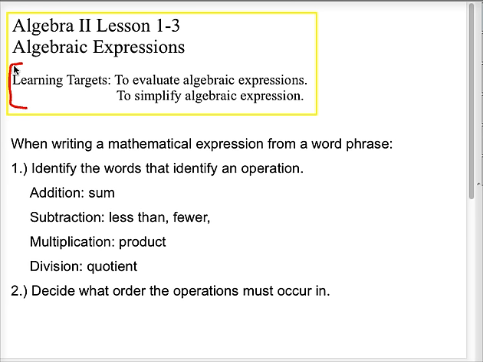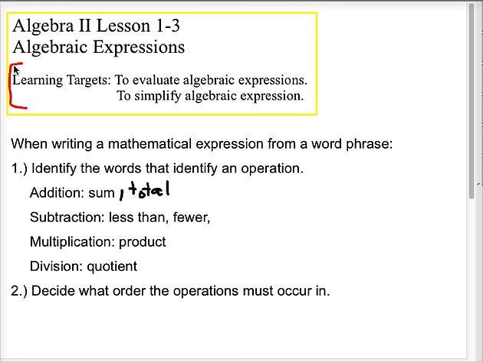So when writing a mathematical expression from a word phrase, here we're going to start dealing with a couple of word problems, okay? Taking a sentence out of words and making a mathematical expression out of it. So the first thing to do is identify the vocabulary that identifies an operation. For example, the word sum or total, you can add total to your list. You're going to be talking about addition.